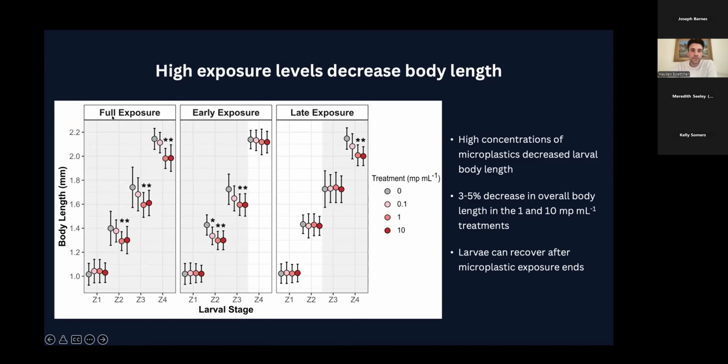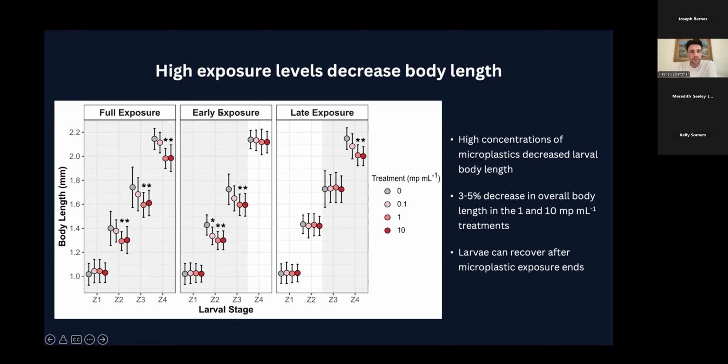And so for the full exposure experiment, you start to see in these dark pink and dark red high microplastic treatments that you get a repression of body length, a decrease, as the amount of plastic in the system starts to go up. And that remained consistent in the early exposure experiment and also in the late exposure experiment, where you don't see any difference until plastic exposure starts to be included into the experiment.